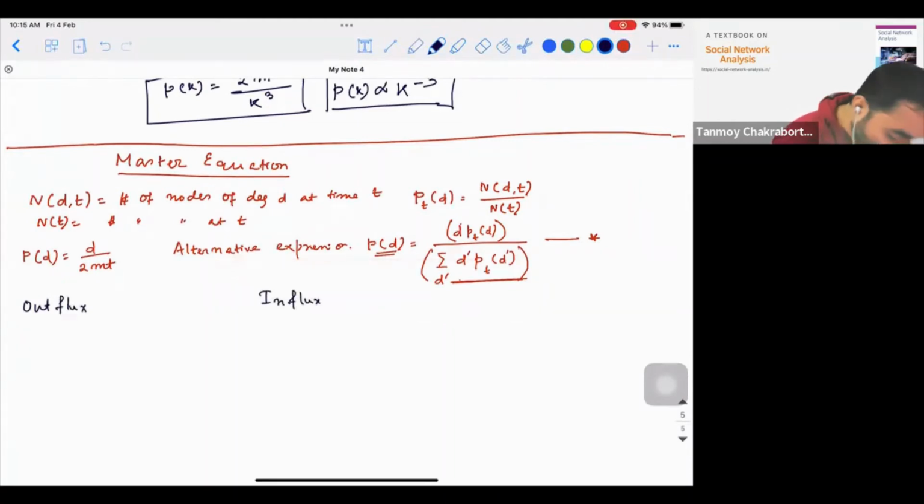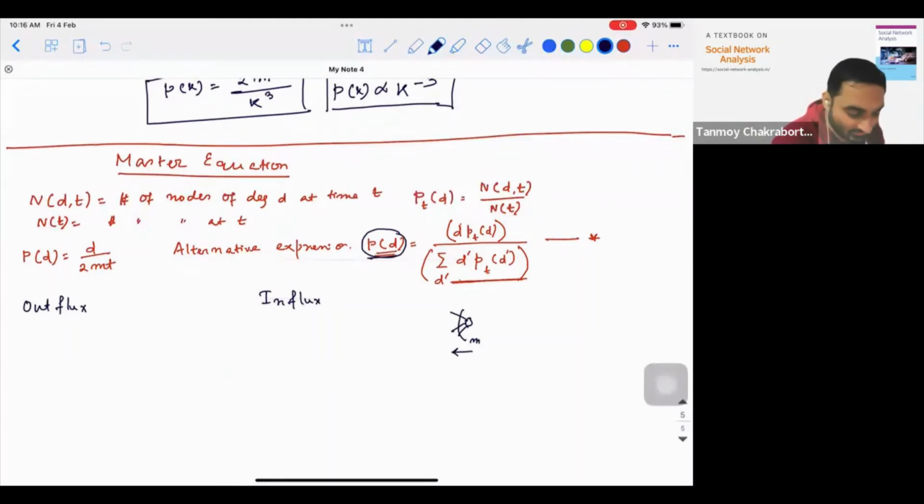What is this? What are these quantities? Now, when a particular node with m number of edges enters the system, remember, a node is getting added with m number of edges at every timestamp, we would like to see the change of this quantity PD after the appearance of this particular node.